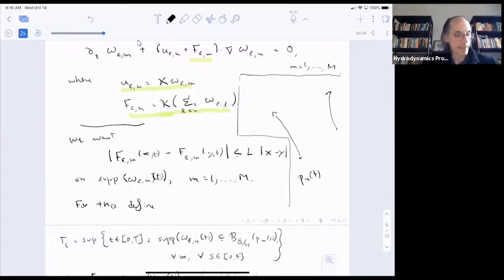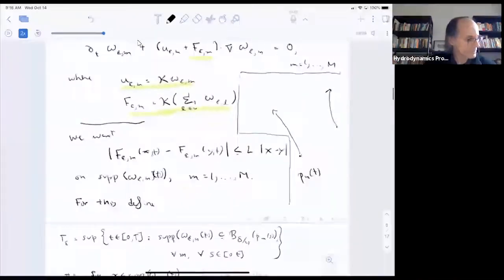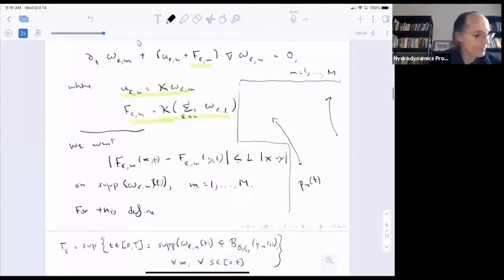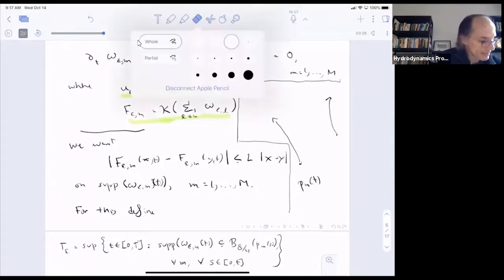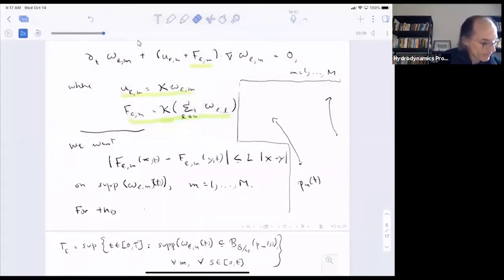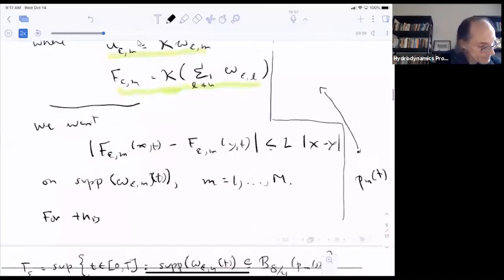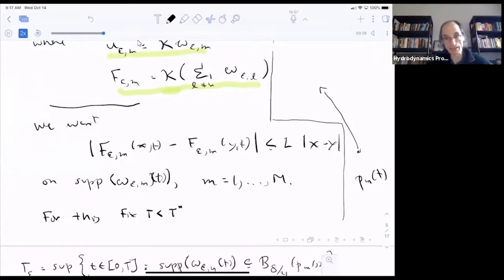Let's see, did I do this yet? Okay, I forgot to write something important. Remember, capital T star is the time of a first collision. And so I fix some T less than T star, because I have to prove a conclusion that's valid for any T less than T star.